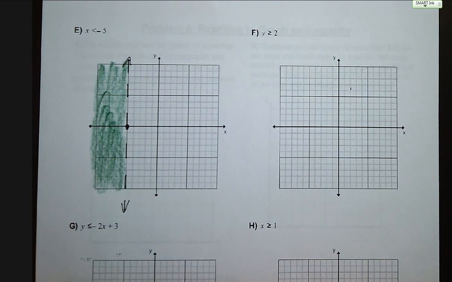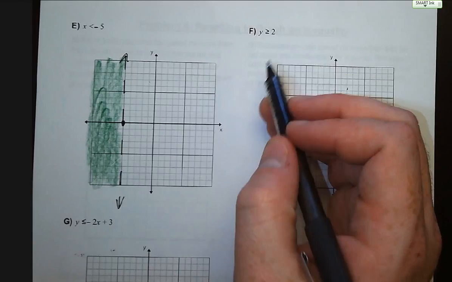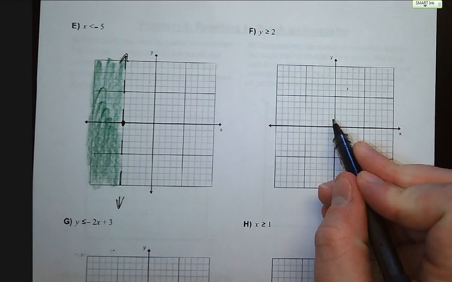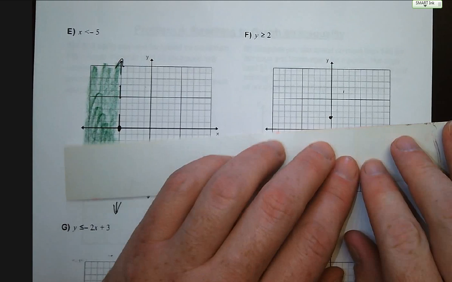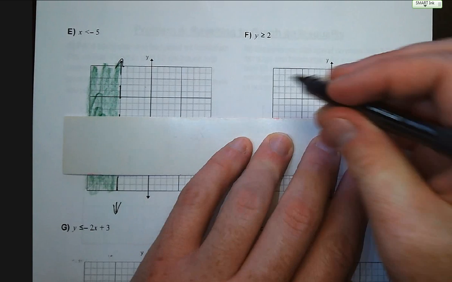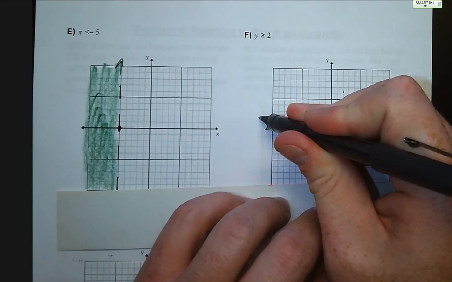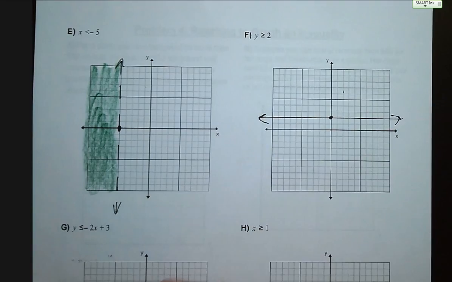Letter F, we have y is greater than or equal to 2. So we have a point at 2. And it's greater than or equal to, so it's a solid line. And it is greater than, so it is going to be shaded above.